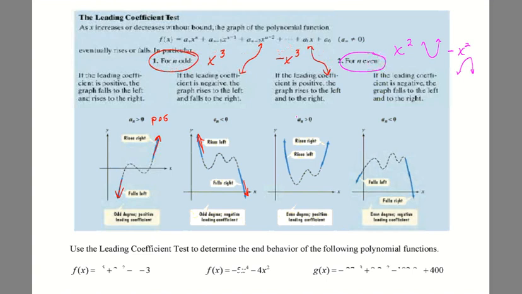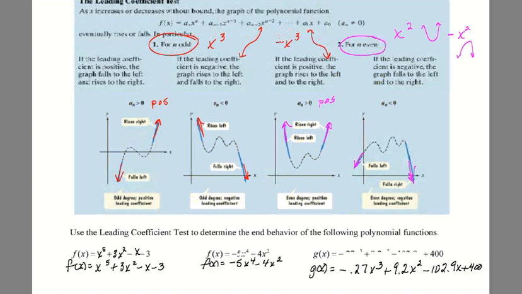So if the coefficient up front is positive, both ends will go up. If the coefficient up front is negative, both ends will go down. So we want to determine that for our polynomial functions. How will the ends behave?